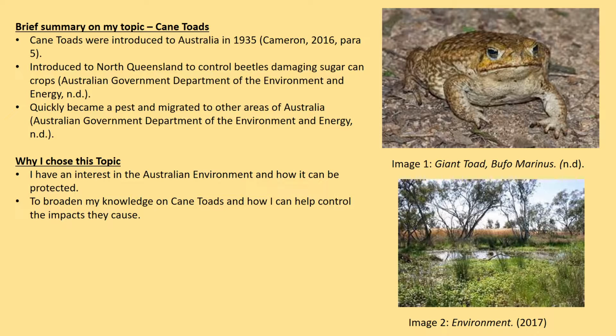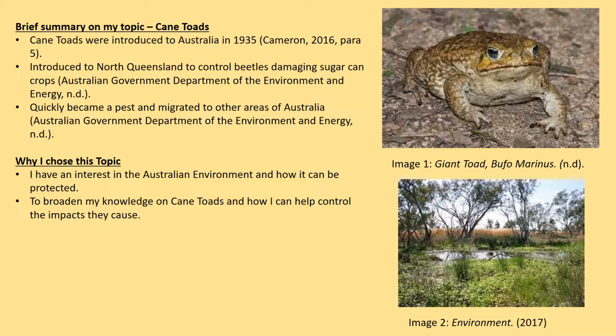Over time, humans have introduced non-native wildlife to Australia for many different reasons, including agricultural and recreational purposes. When they have done this, they haven't realised the effect it would have on the flora and fauna native to Australia. The cane toad species is an example of an animal introduced that has had devastating effects on other Australian animals. Cane toads were originally introduced to Australia in 1935, brought from Hawaii to control beetles that were damaging sugarcane crops in northern Queensland. They quickly became a pest and over time migrated to other areas of Australia.